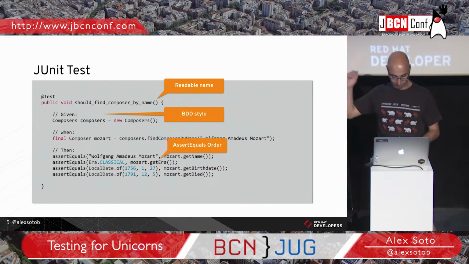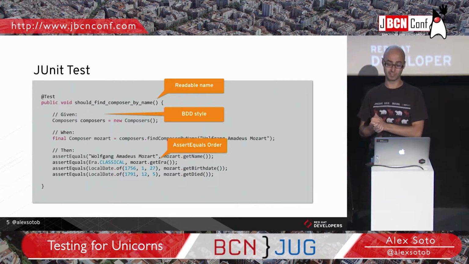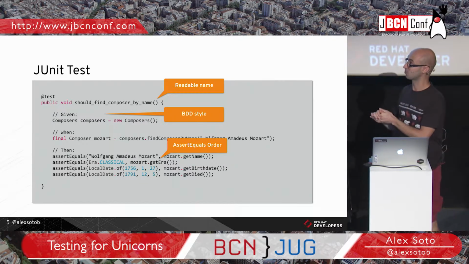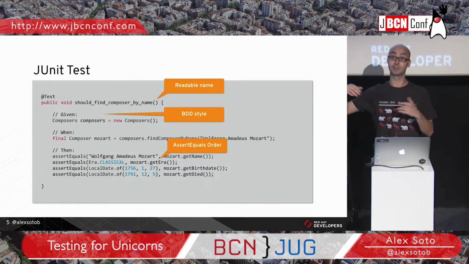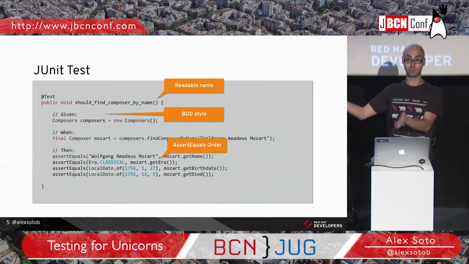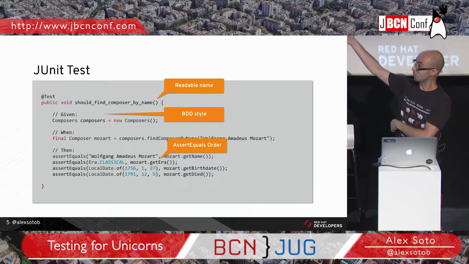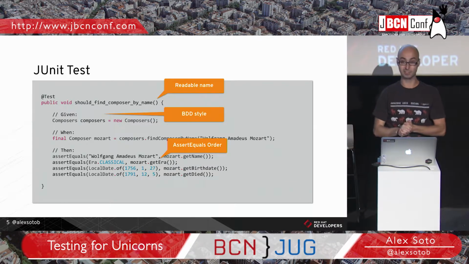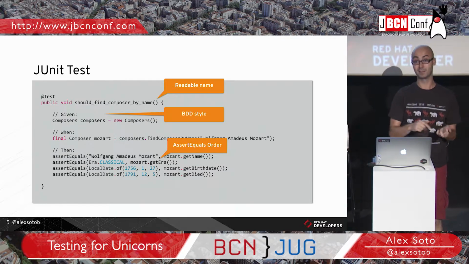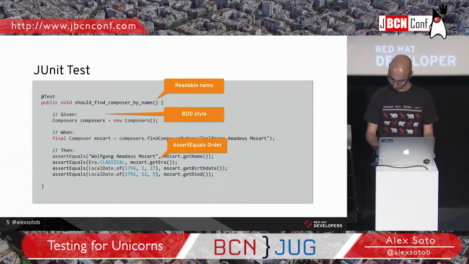And finally, we have here the assertEquals. This is a method that comes with JUnit. And notice that it's quite strange because when you talk, you say that something is equal to the expected value, right? But in this form of JUnit, it's the other way around. You put first the expected thing and then the actual value, which is not readable at all.